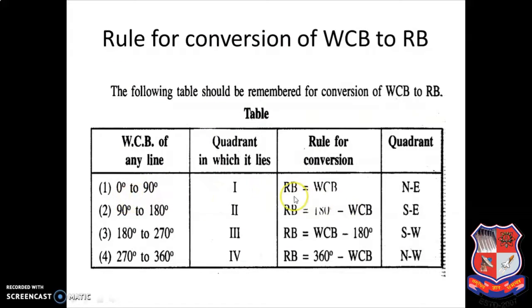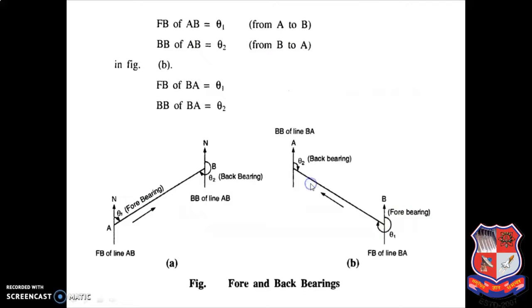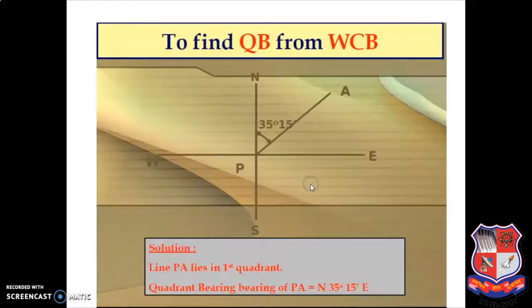You can see this table. So here RB is equal to WCB. WCB is given as 35 degree 15 minutes. So what will be RB? RB will be the same, but you have to mention the quadrant, as north 35 degree 15 minute east.